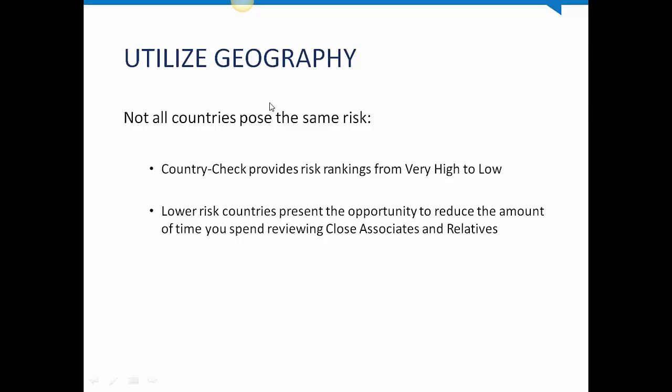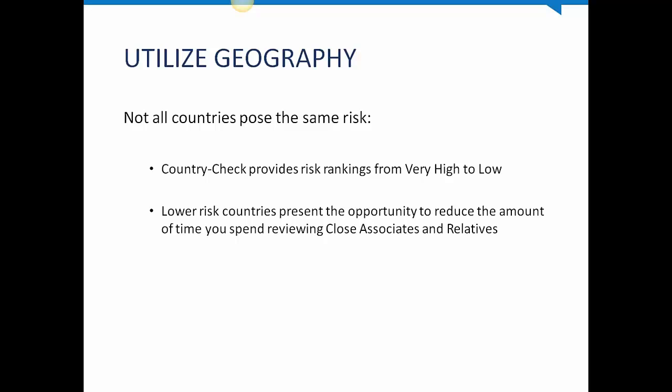So for instance, geography is a huge driver. We have our country check ratings for over 250 countries. We rate from very high risk to very low risk, right? So for instance, on your low risk countries, again Sweden, Spain, United States, UK, etc., you could kind of minimize what you look at there. So do you really want to look at every single associate and every single relative for your low risk PEPs? Maybe, maybe not. Maybe you want to constrain that a little bit. And using geography as a driver of that can be really helpful.